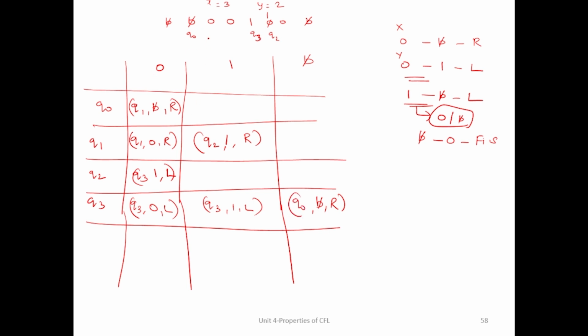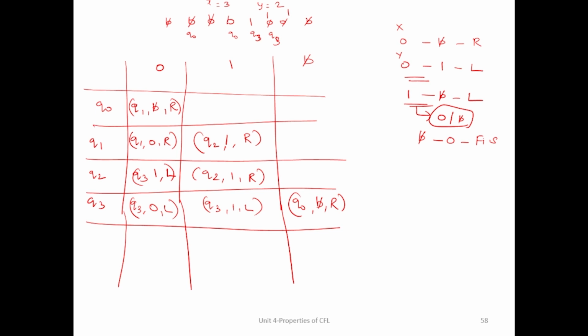Then Q0 occurs, and the second 0 is replaced with a blank space, with Q1. Q1 is possible to read 0, same state. Q1 reading 1 means Q2. Q2 reading 1 means you move to the right direction, because you want to change the second 0 to a blank space. If Q2 reads the second 0, it will be replaced with 1 and come to the left direction with the new state Q3. If Q3 reads 1, left direction. Q3 reads 0, left direction. Q3 reads a blank space, right direction with the initial state.